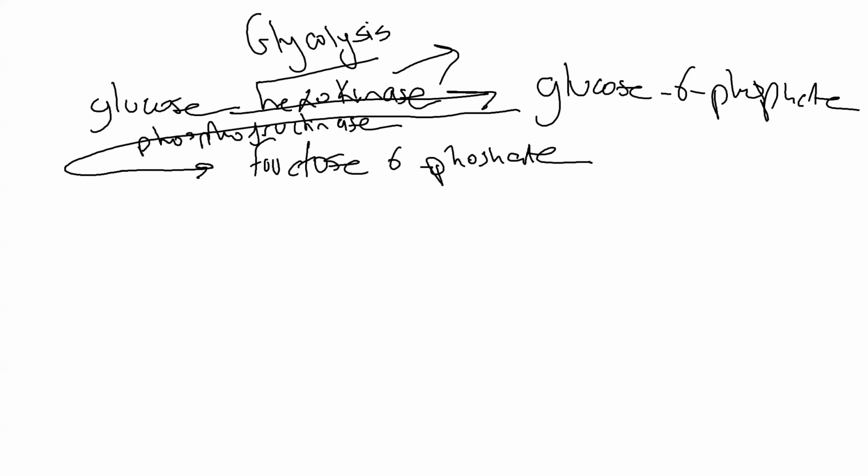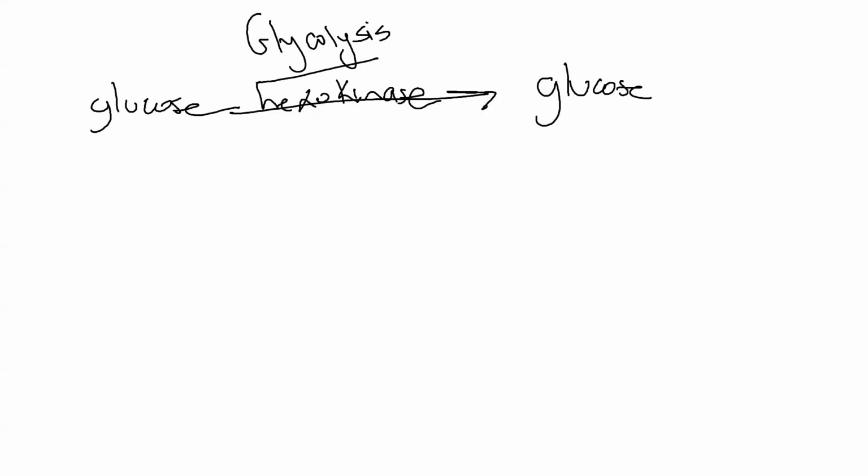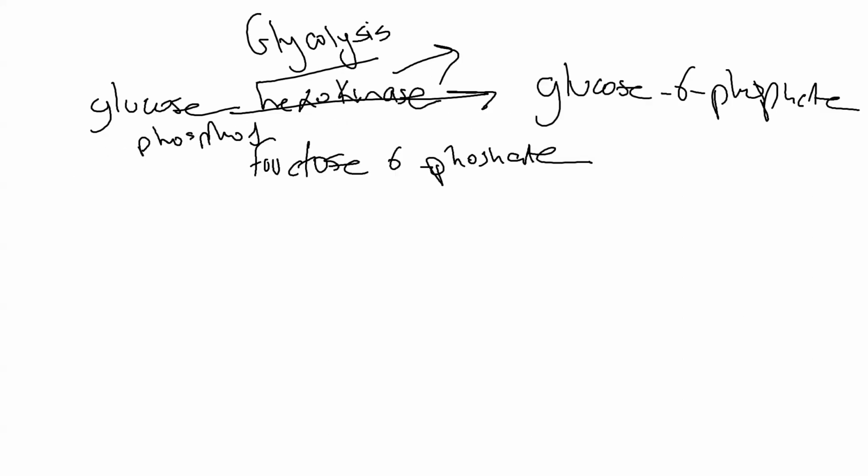Wait, here the enzyme is not phosphofructinase. Let's write it this way. A moment. Okay, so this glucose 6-phosphate will become fructose 6-phosphate by phosphoglucomutase. This one. So phosphoglucomutase.